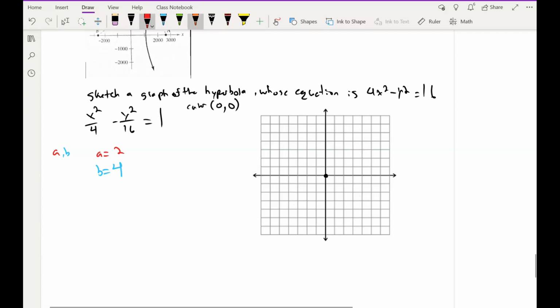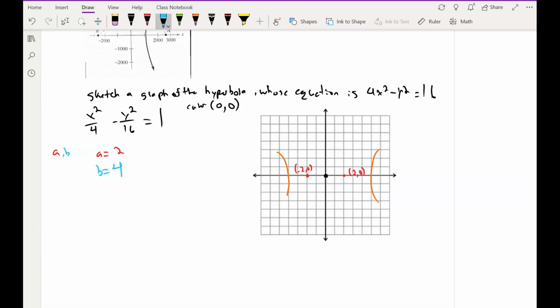It's going to look something like this, which means our a value is going to go left and right. We have an a value of 2, a distance of 2 from the center. So let's plot our points for this rectangle. We go 2 this way and 2 this way. If we wanted to label them, this would be 2, 0, and this would be negative 2, 0.